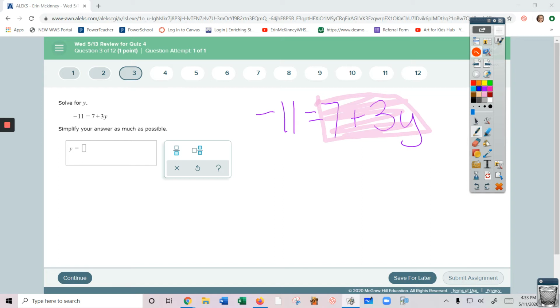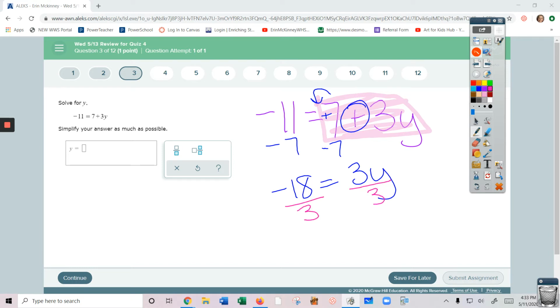Now, when we undo something, right, we always look in front of it. So this is a positive 7. So we will undo that with a negative 7 or subtracting 7, right? A negative and subtracting are the same thing. So we'll say negative 11 minus 7, which gives us a negative 18 equals 3y, right? I know it's positive because of that sign. Then I will undo the multiplying by 3 by dividing by 3. And I'll get negative 6 equals y, or y equals negative 6.